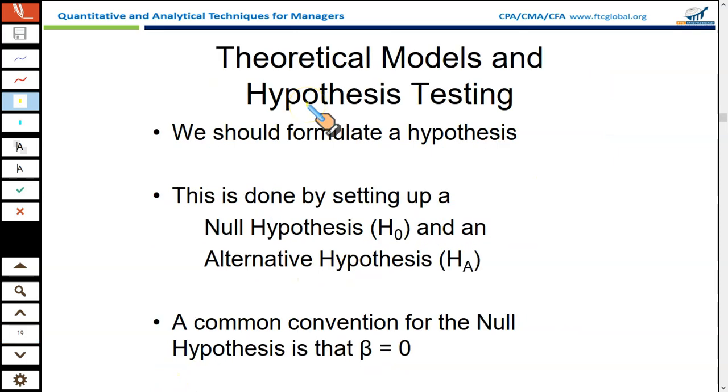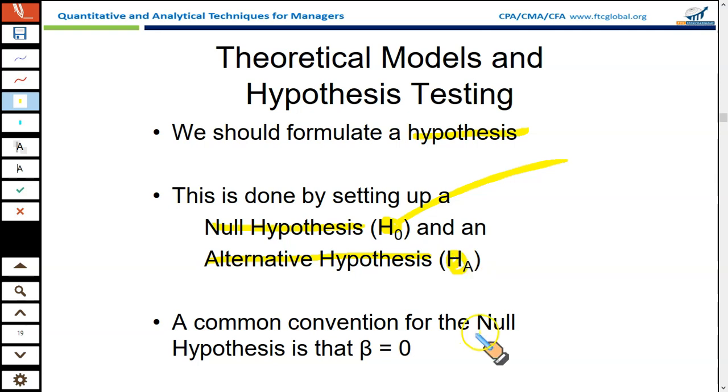Theoretical models and hypothesis testing. We should formulate a hypothesis. This is done by setting up a null hypothesis. What is a null hypothesis? A null hypothesis is a statement that there is no effect or no difference, and typically it is denoted by H0. An alternative hypothesis is a statement that suggests that there is an effect or there is a difference. So H0 says there is no effect or no difference, and the alternative hypothesis suggests that there is an effect and a difference that we are studying, and it is denoted by HA.